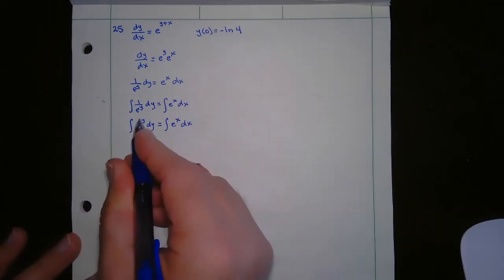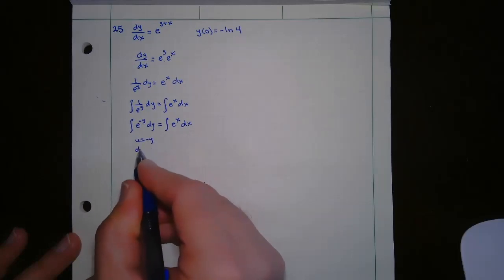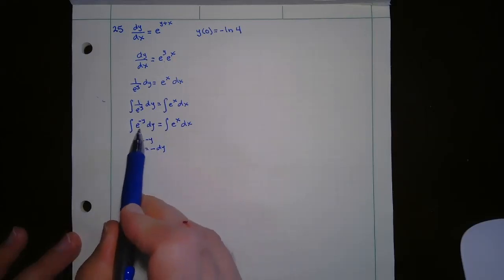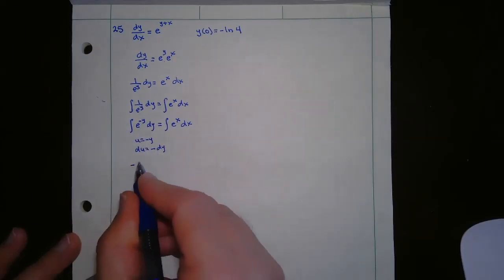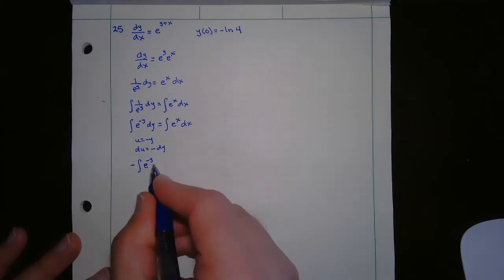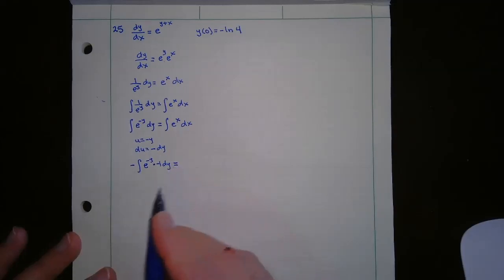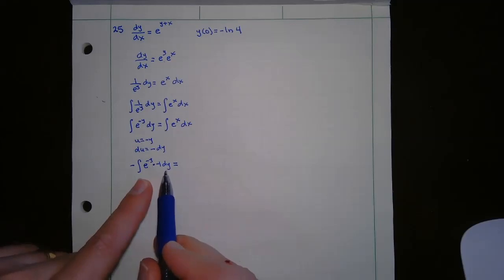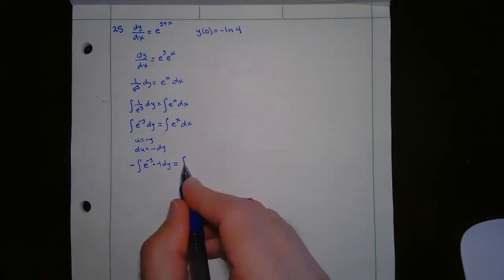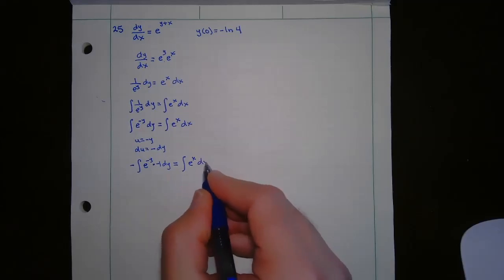So I'm going to let negative y be u. So u is equal to negative y. du would be equal to negative dy. So I need to pick up a negative here, right? So this is going to be negative integral of e to the negative y times negative 1 dy, because that's really still e to the negative y dy, since these two negatives multiply to give you positive 1. And then the integral of e to the x dx.